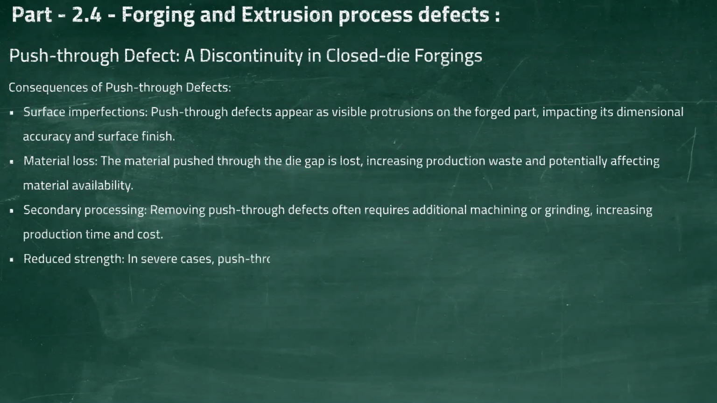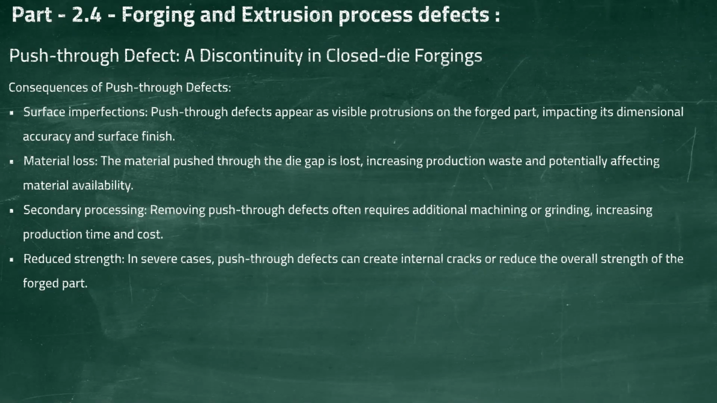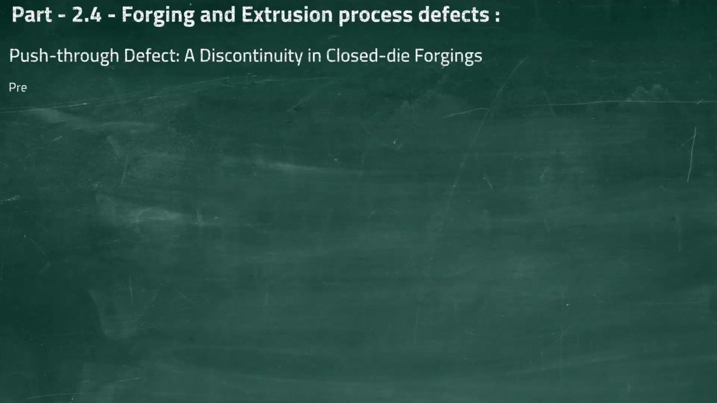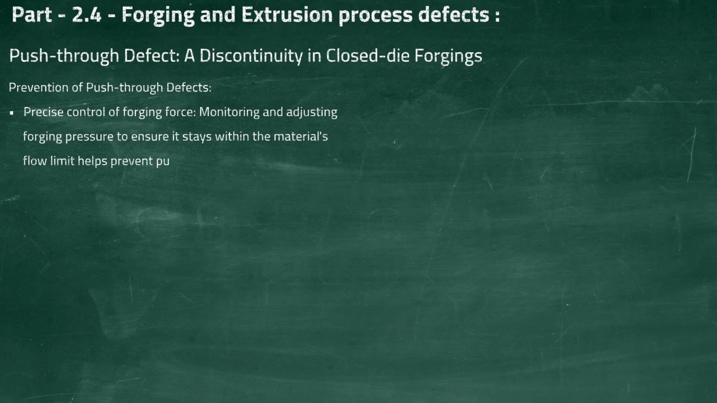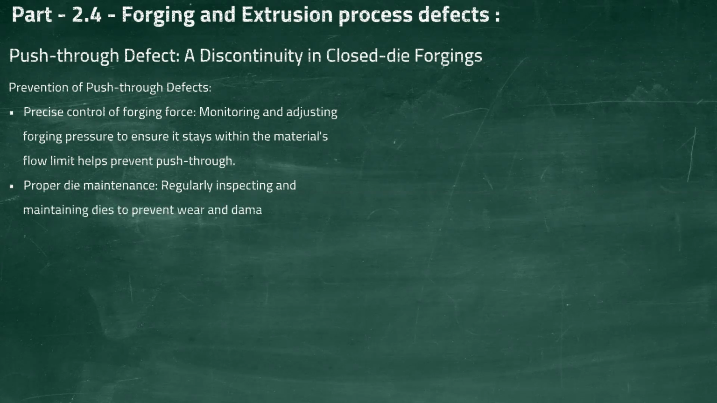Reduced strength. In severe cases, push-through defects can create internal cracks or reduce the overall strength of the forged part. Prevention of push-through defects. Precise control of forging force, monitoring and adjusting forging pressure to ensure it stays within the material's flow limit helps prevent push-through. Proper die maintenance. Regularly inspecting and maintaining dies to prevent wear and damage, ensuring tight closure and minimizing die gaps.